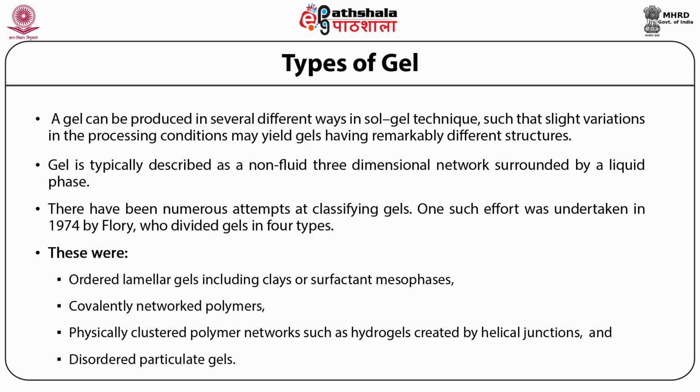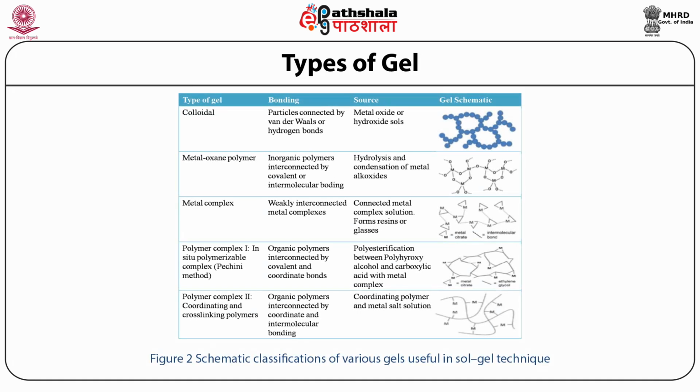Nonetheless, for preparing inorganic solids via sol-gel processing, another more robust distinction was proposed in 1996 by Kakihana. The details are given in the next slide. Based on this classification, the various types of gels used in the sol-gel technique are classified as colloidal, metal oxane polymer, metal complex, polymer complex 1, and polymer complex 2.